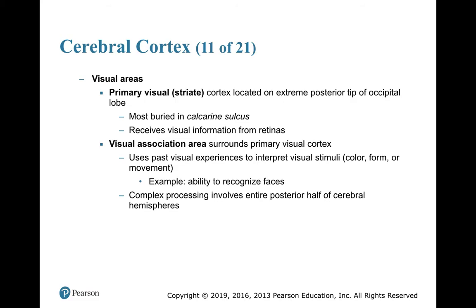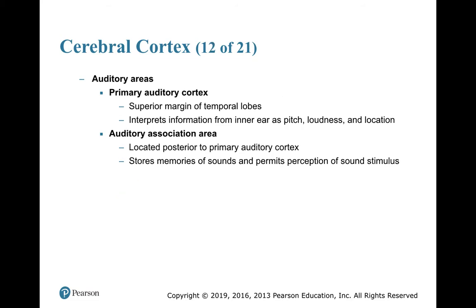And complex processing is going to involve the entire posterior half of the cerebral hemisphere. It takes a lot of learning to figure out vision, which is also the sense that we can most easily fool. Auditory areas would include the primary auditory cortex and the auditory association areas. The auditory cortex is going to interpret information from the inner ear, things like pitch, location, and loudness, while the association areas are going to take memories of sound and help us perceive what we are hearing currently.